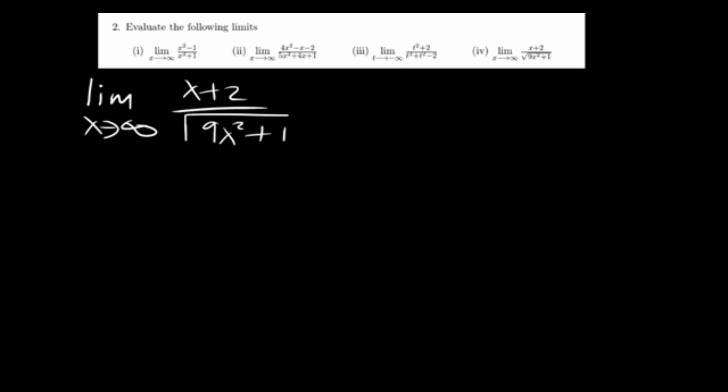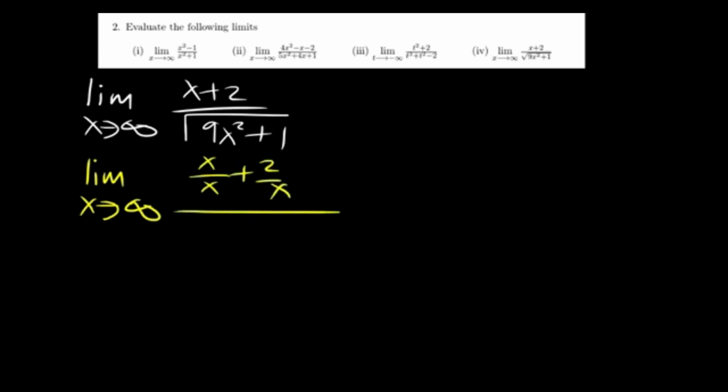Now we have an interesting one, the fourth one, which is dealing with a radical. The limit as x approaches infinity of x plus 2 over the square root of 9x squared plus 1. So apply the same concept of dividing by the highest power, including under the square root. On top, divided by x, you have x over x plus 2 over x. In the denominator you're going to have the square root.